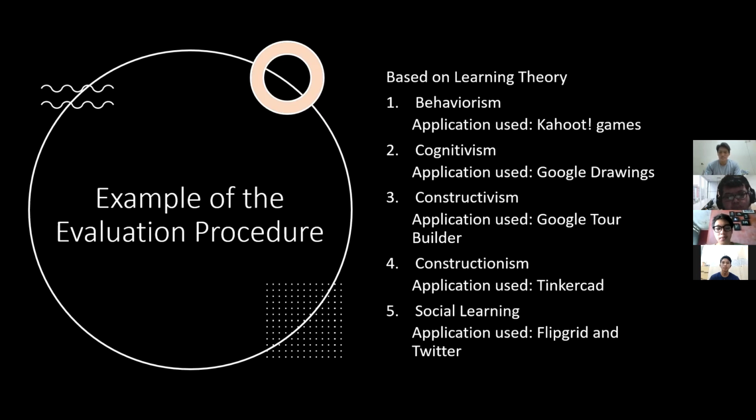Bill of Rights. For example, if we're talking about the U.S. Bill of Rights, educators can design or use pre-designed Kahoot games to help students memorize constitutional terms. And then the next one is cognitivism. For example, if the case is to identify the purpose of the three branches of the U.S. government, we can use Google Drawings to create a mind map in order to help the students organize the information. And then the third one is constructivism.